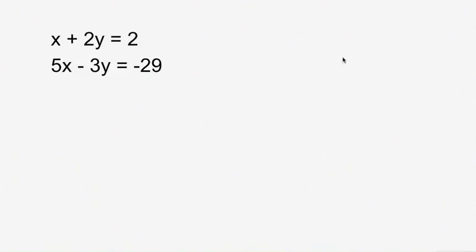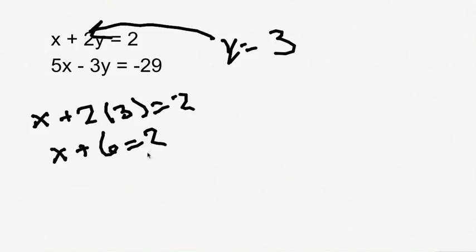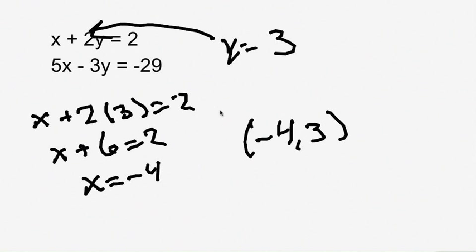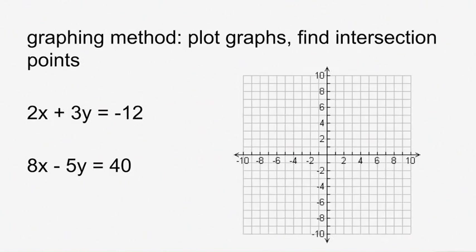So we then have the y answer of y = 3, and we can plug that into this equation. So x + 2 times 3 = 2. So x + 6 = 2. x = -4. And then we can write our answer as an ordered pair, (-4, 3). And that's just a different method of doing the same thing to get the same answer.